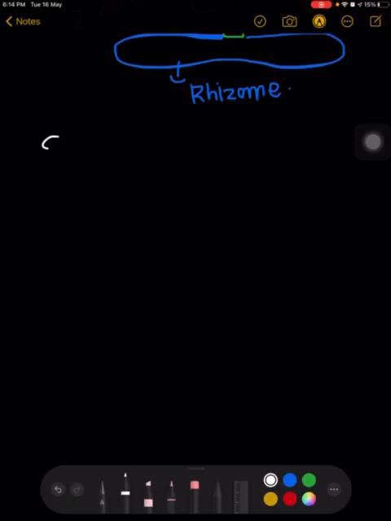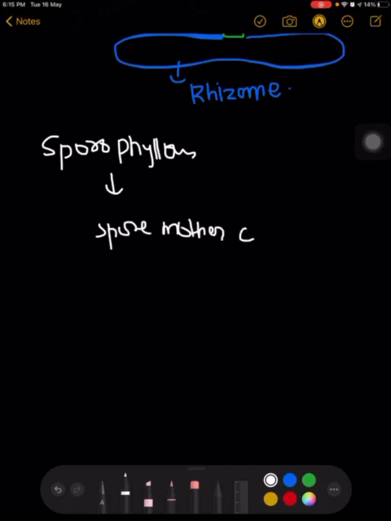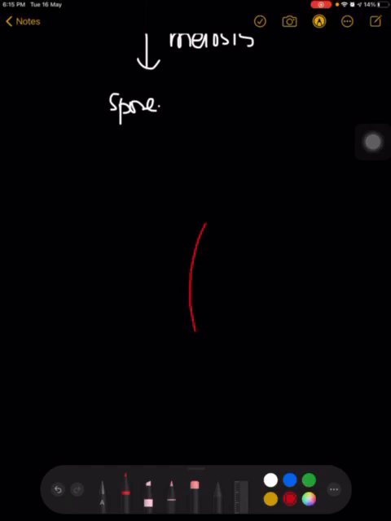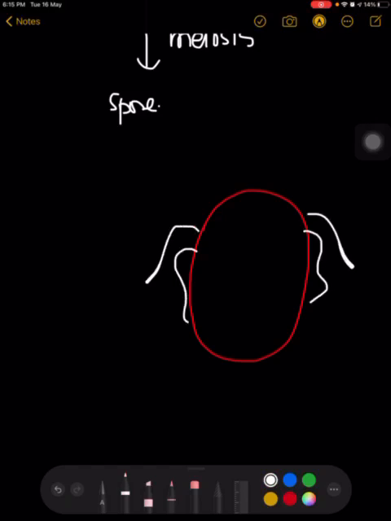Okay, the sporophylls will have spore mother cells, right? Now these spore mother cells will basically do meiosis, and the spores will be formed. Now let's see the structure of this spore. If you look at the structure of the spore, this is basically a spore, and they have a thread-like structure.